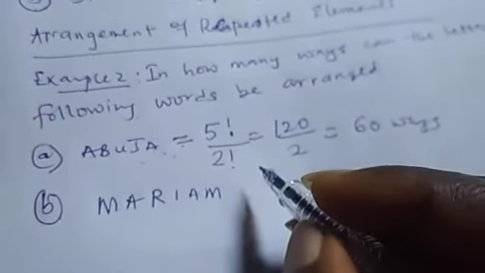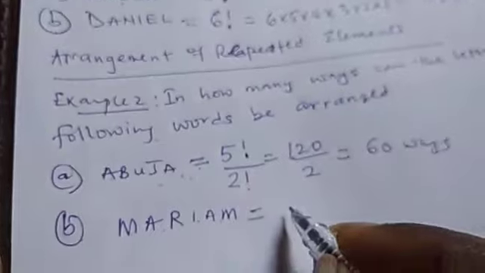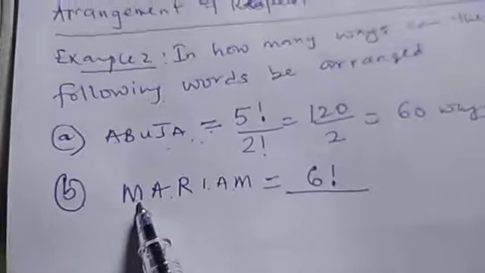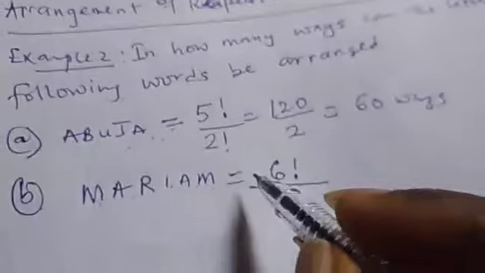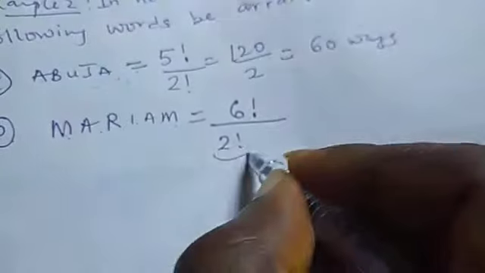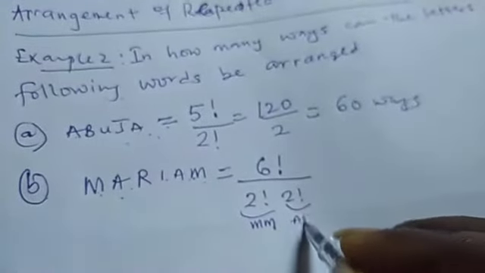Also, I want to arrange the word Miriam. Miriam will be 1, 2, 3, 4, 5, 6. So I have 6. So I'll first put 6 factorial there. But note, M occurred twice. A occurred twice. You have to do it separately. Since M occurred twice, we are going to have 2 factorial. That is for the M. Also, A occurred twice. I'm going to say another 2 factorial. That is for our A.